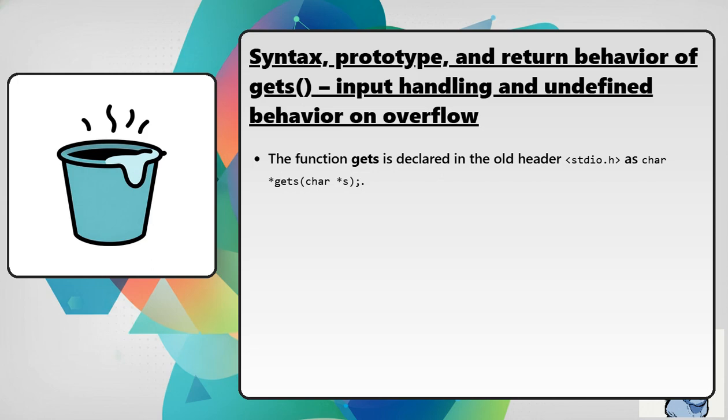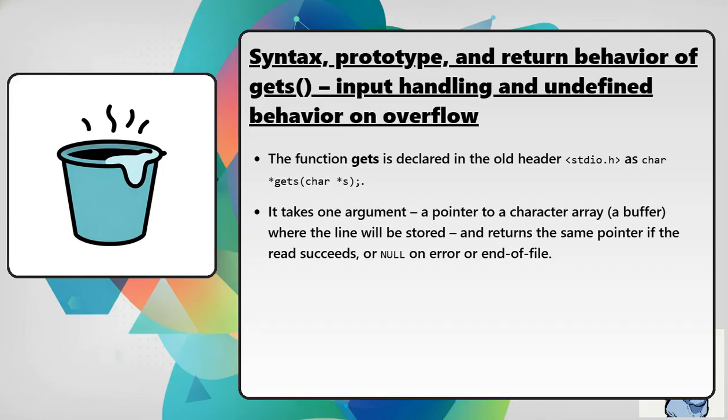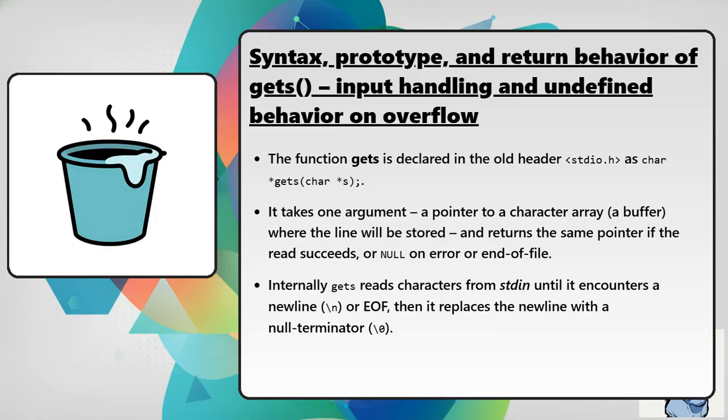The function gets is declared in the old header stdio.h, as char *gets(char *s);. It takes one argument, a pointer to a character array, a buffer where the line will be stored, and returns the same pointer if the read succeeds or NULL on error or end of file. Internally, gets reads characters from standard input until it encounters a newline or end of file. Then it replaces the newline with a null terminator.